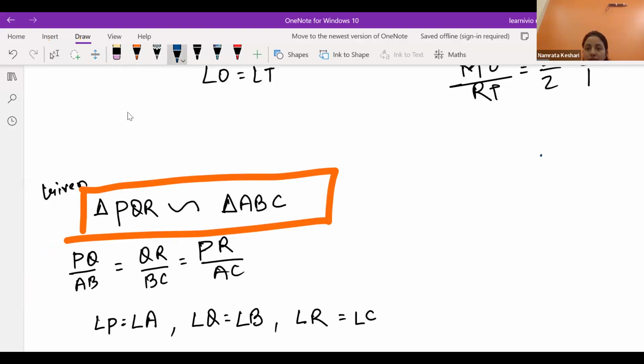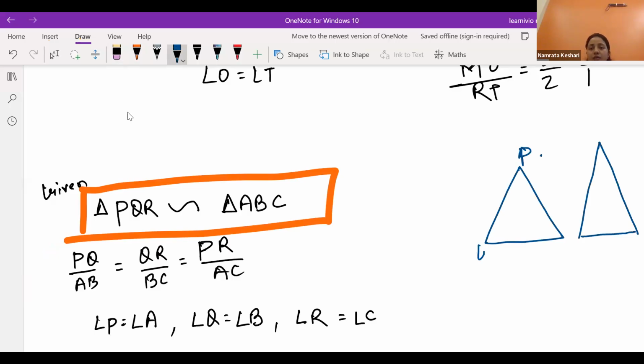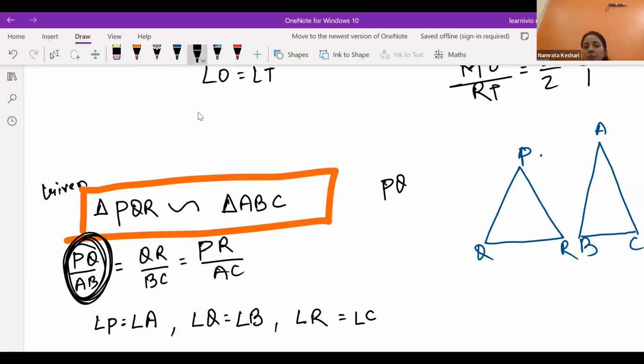Let me draw the triangle. Okay, one of the triangles is PQR, another triangle is ABC. Here I have not given the measurement. Still, are you able to feel that PQ by AB doesn't necessarily mean that PQ and AB will be equal? It doesn't mean that these two are equal. Does it mean?